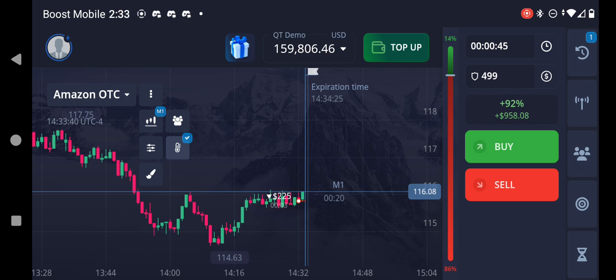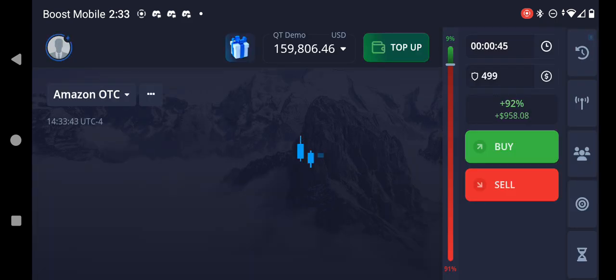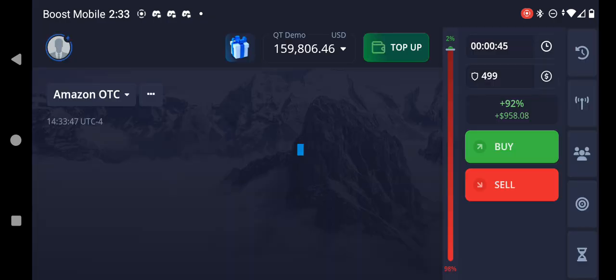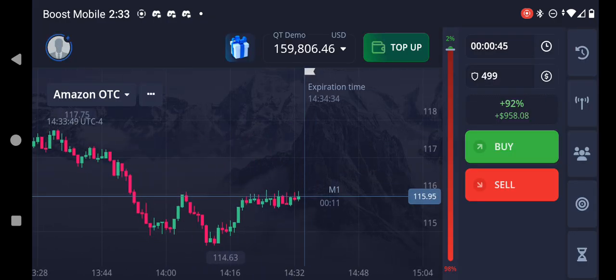All right, so it's going back up to the ceiling. Okay, but I still believe in this market. We're going to try again for another sell. Just checking the market. All right, so probably the next candle, we're going to try it again.